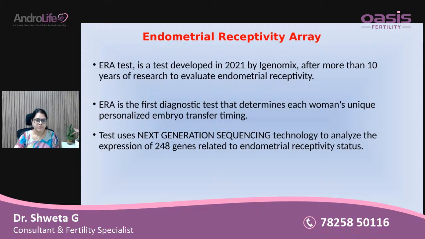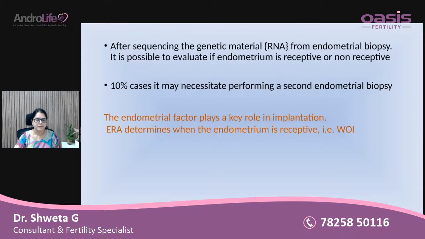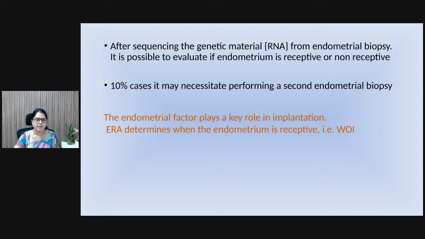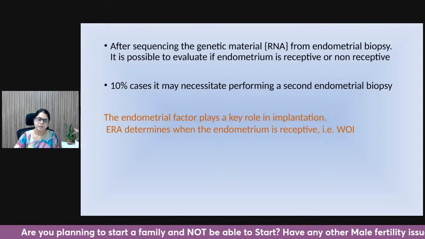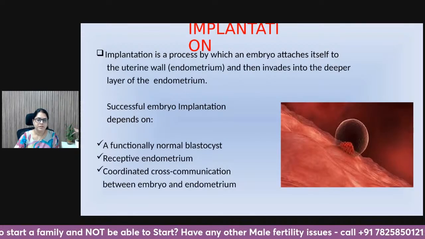The test uses NGS, that is next generation sequencing technology, to analyze the expression of 248 genes related to endometrial receptivity status. After sequencing the genetic material, that is RNA, from an endometrial biopsy, it is possible to evaluate if the endometrium is receptive or non-receptive. In 10% of cases, it may necessitate performing a second endometrial biopsy. The endometrial factor plays a key role in implantation. ERA determines when the endometrium is receptive, that is, it detects the window of implantation.